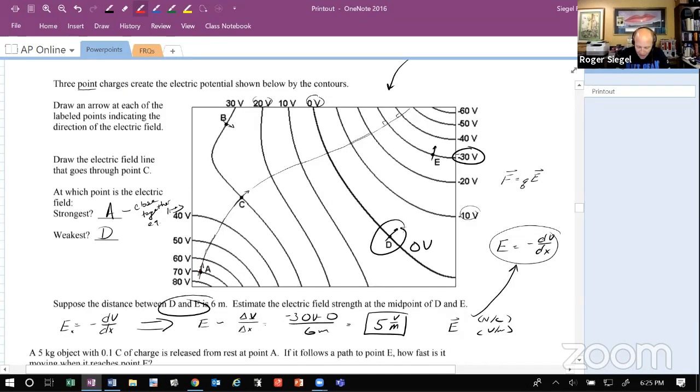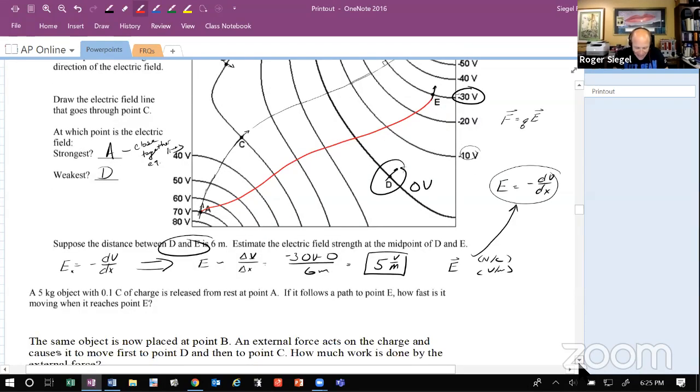But let's imagine that it is released here and it follows some line and it gets over here to point E. And so it'll go here and it gets to point E. And so the question is, what is its speed? Well, remember, again, this is our analogy that works well for us. It's rolling downhill. Positive charges roll downhill.